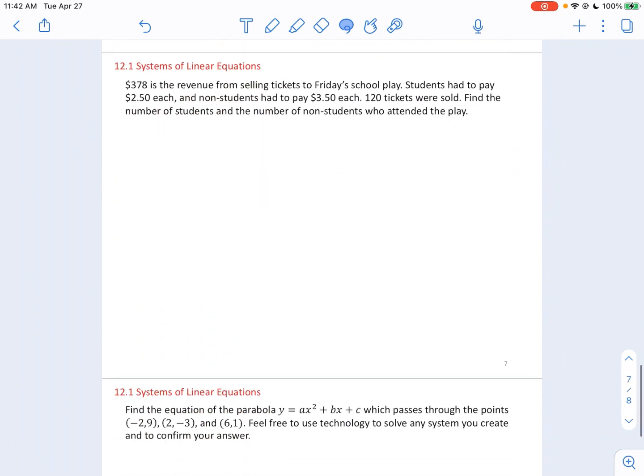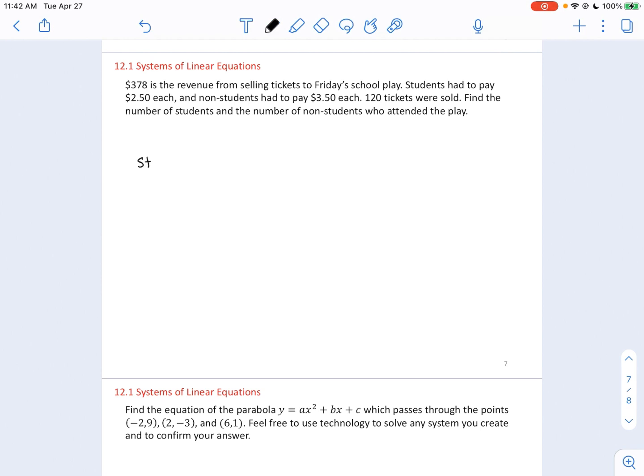Okay, let's go on to a couple applications. $378 is the revenue from selling tickets to Friday's school play. Students had to pay $2.50 each, and non-students had to pay $3.50 each. 120 tickets were sold. Find the number of students and the number of non-students who attended the play.